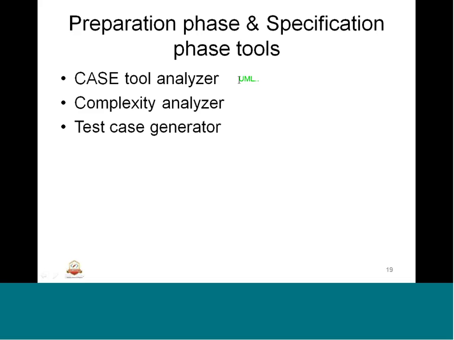So the next one is the complexity analyzer. We will study software complexity in a future class. Basically this complexity analyzer, such as Understand from SciTools, is capable of giving an indication about the complexity of the software. The degree of complexity is an indicator of the chance of errors occurring and also of the number of test cases we need to test the system thoroughly.